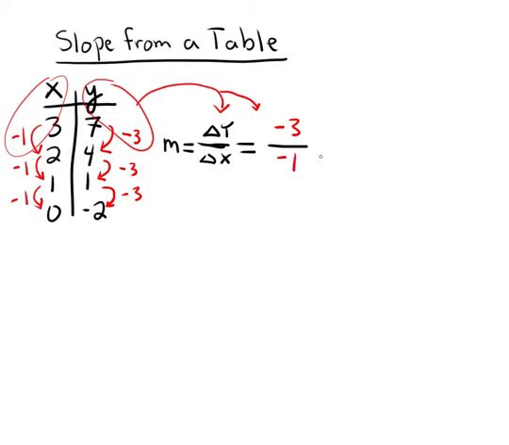So we substitute both of those in. Now we simplify it. I notice I have a negative divided by a negative, which is a positive slope. And 3 over 1 is 3. So our slope is 3. So now if we go to another example of another table, so this is example number 1.